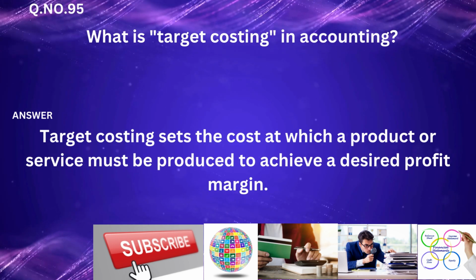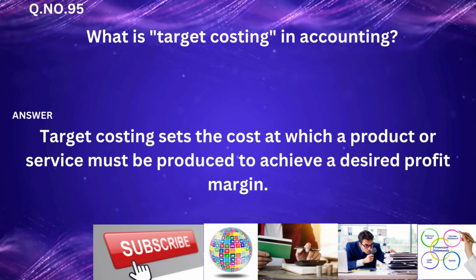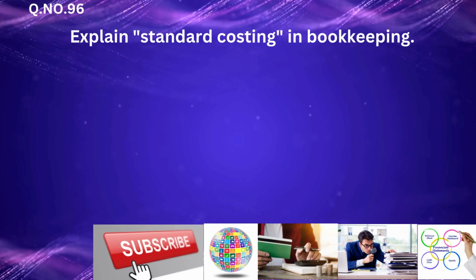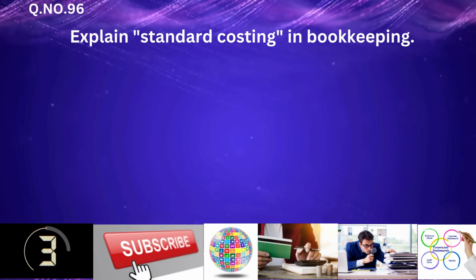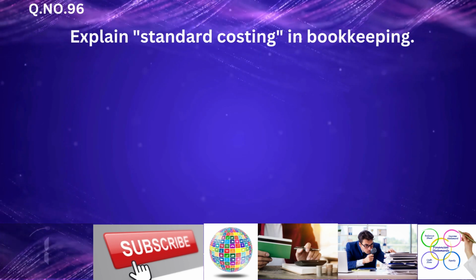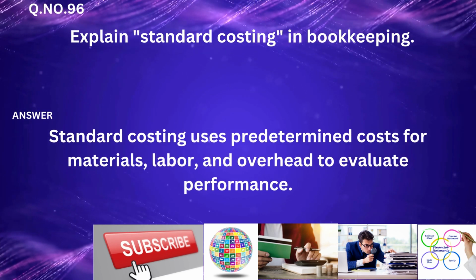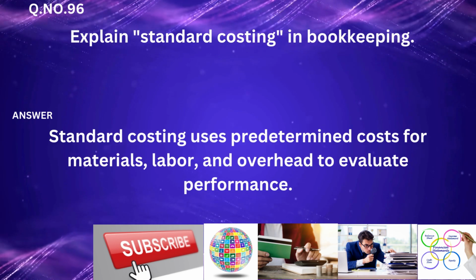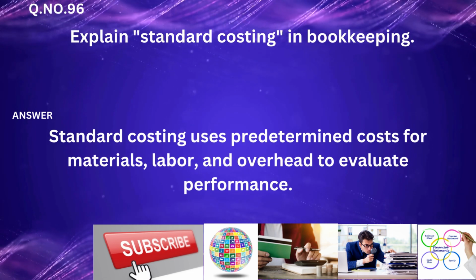Question 105. Define cost variance in accounting. Answer: cost variance is the difference between the actual cost and the budgeted or standard cost. Question 106. What is cost behavior in bookkeeping?